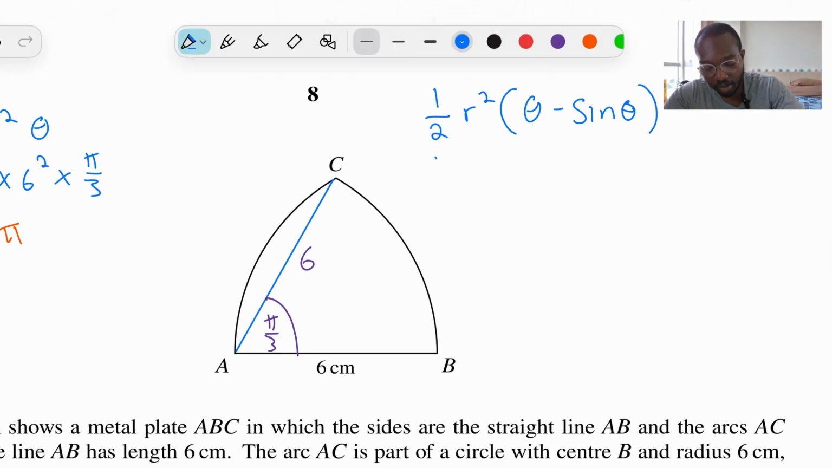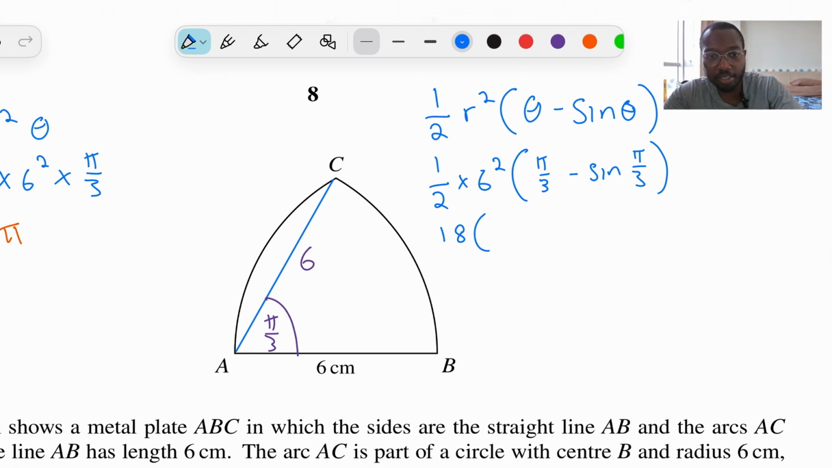In this question, it will be a half times 6 squared, and then that will be π over 3 minus sine π over 3. So therefore, we end up with 18, and then in brackets, π over 3 minus sine π over 3. Well, what is sine π over 3? Doing it on a calculator, or you may have known it already, that is just going to be root 3 over 2.